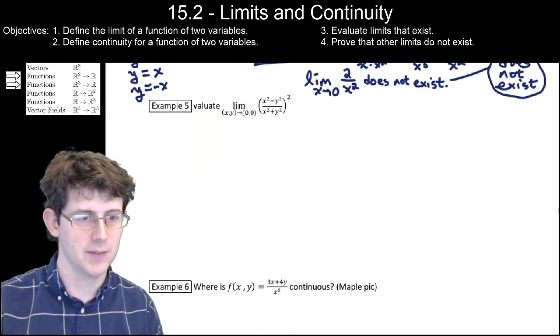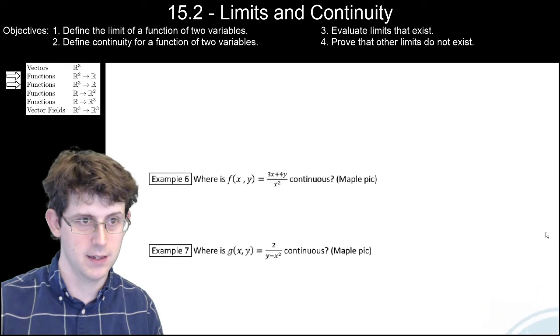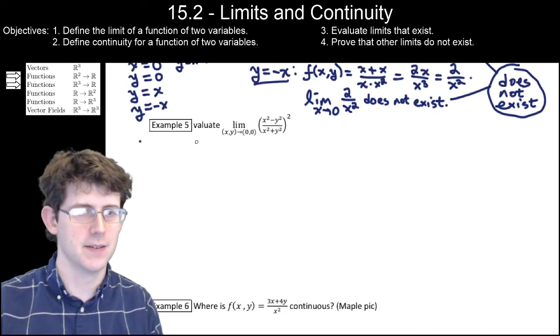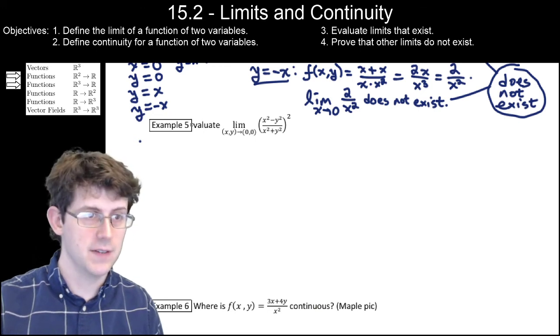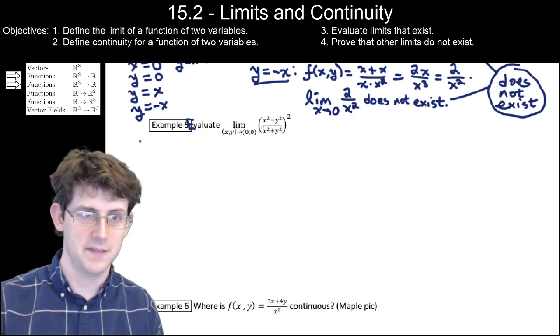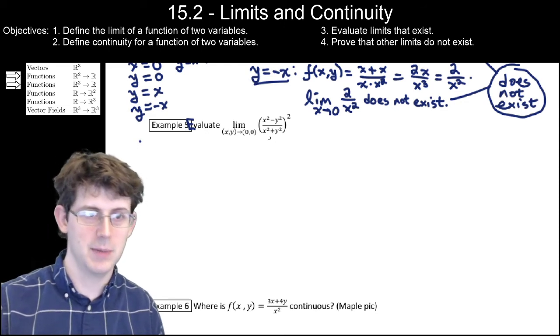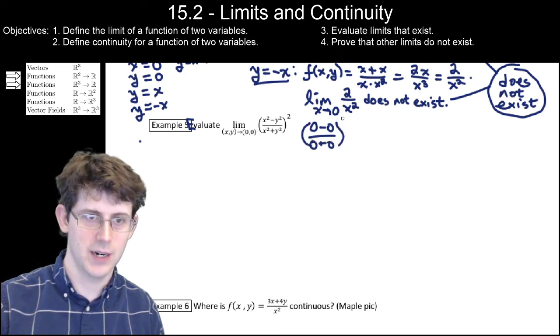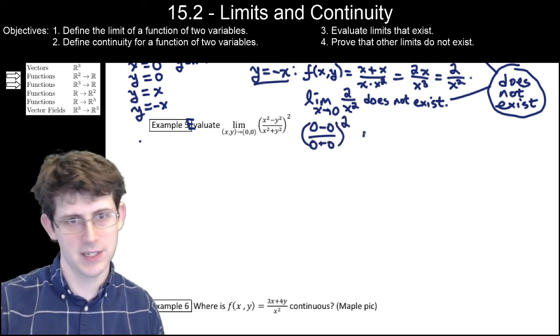Okay, this looks like a total mess. Oh, there's two. Oh, there's a bunch more. Okay, let's see. The ones where it is continuous are a lot easier. So this one we want to evaluate the limit as x, y approaches 0, 0 of all this stuff. My plan is to plug in 0, 0 to start. I get 0 minus 0 over 0 plus 0, all squared, and that's 0 over 0, which is indeterminate.